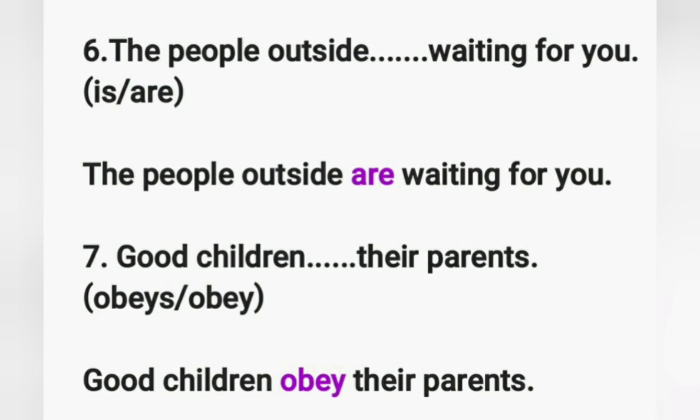Number 7, good children dash their parents. And options are obeys, obey. And you all know whenever we have plural noun, we always write verb without s. So we will write here obey. So the answer is good children obey their parents.